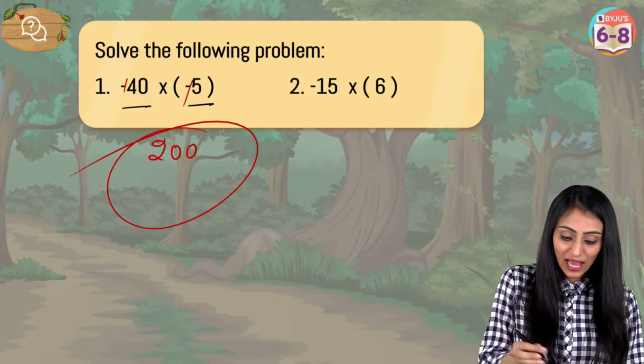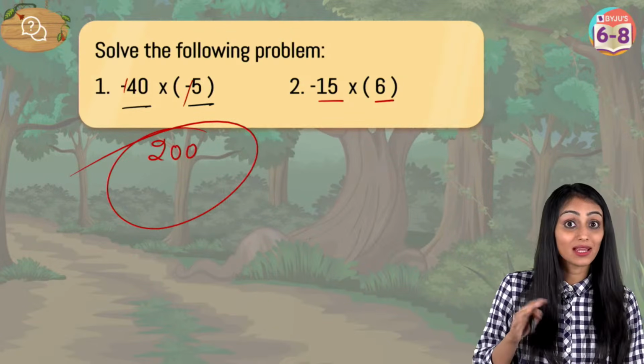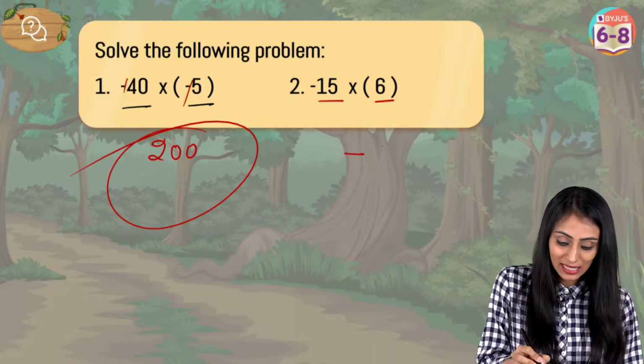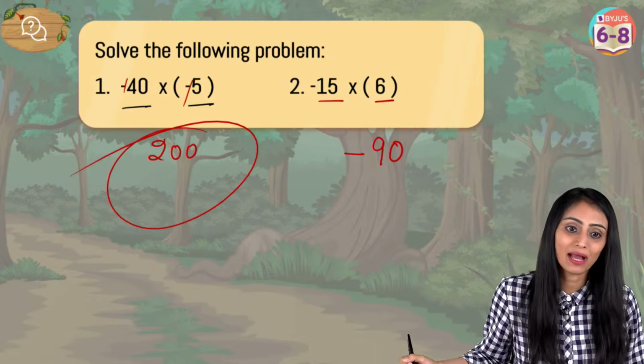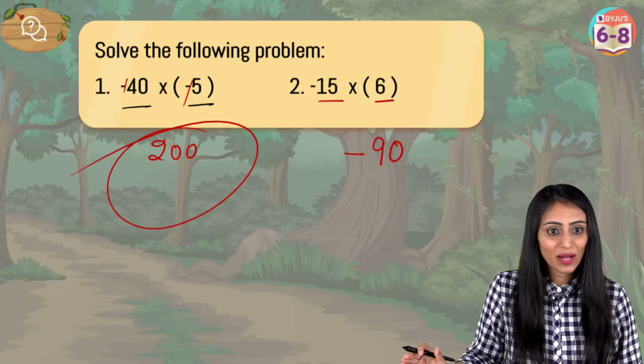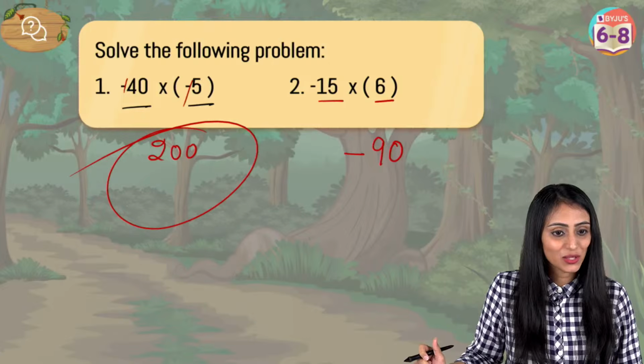Great. Now we have minus 15 times 6. Signs are different. 6 would be considered positive. So we get a negative result. And 15 times 6 is 90. So minus 90 would be the answer. Is this clear to everyone? Thank you, Gayatri.